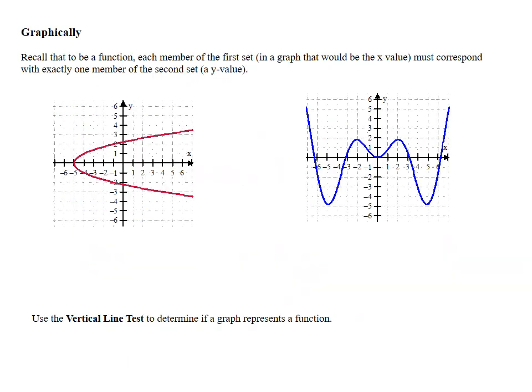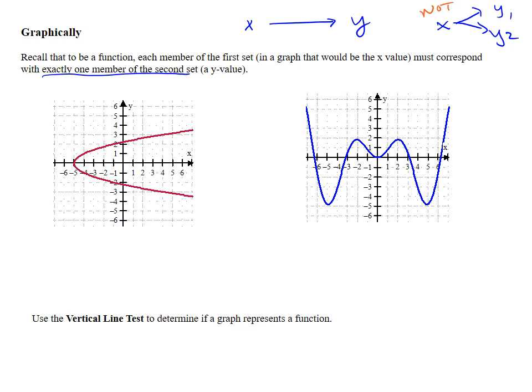Let's say we have some relationships defined graphically, and we want to know whether those relationships are functions or not. Here we have two graphs. We have kind of a sideways parabola and then this graph that kind of bounces around. Recall, to be a function, each member of the first set, which in a graph would be the x value, must correspond to a single value in the second set, exactly one member of the second set. So it has to correspond to exactly one y. If x corresponds to two different y's, we've got a problem. That is not a function. Okay, so we can only have x corresponding to a single value.